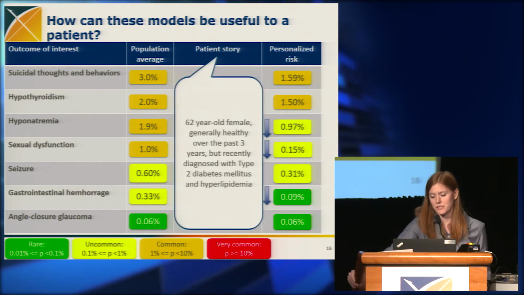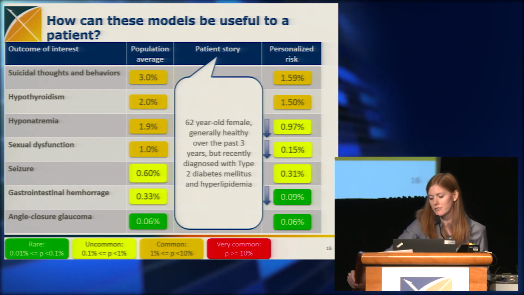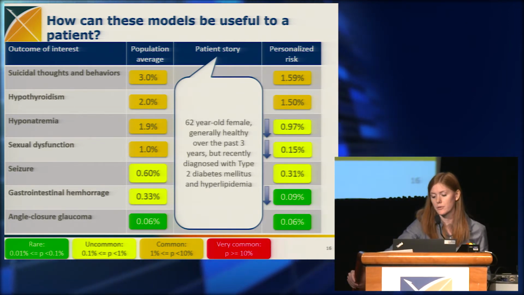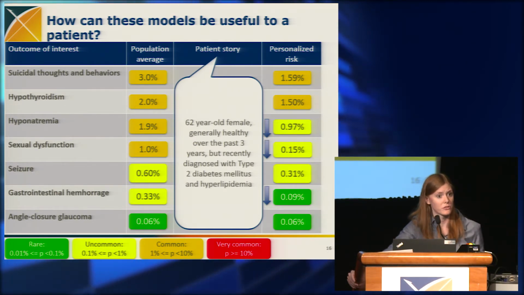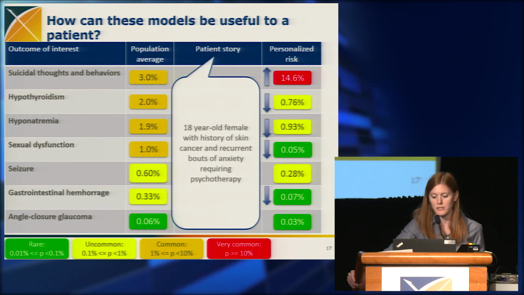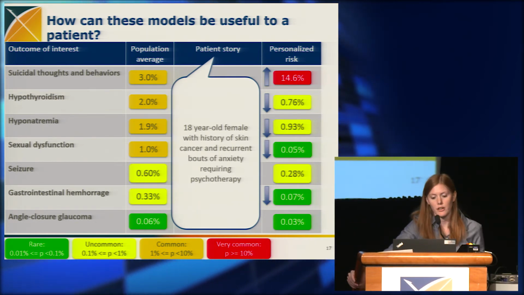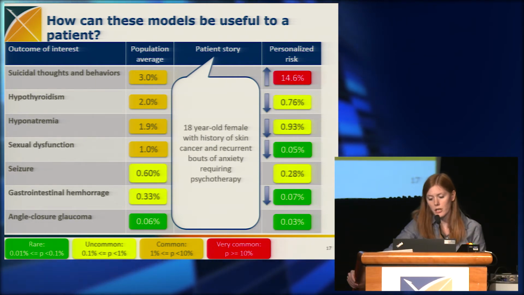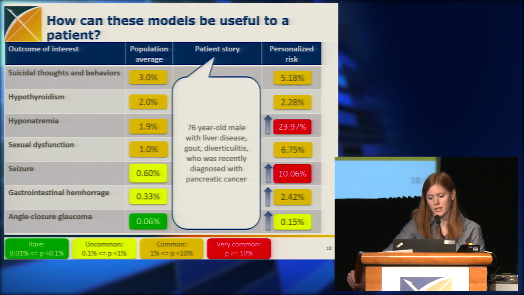But let's look at some patient stories. So what if we had a 60-year-old female, she was generally healthy over the past 3 years, recently diagnosed with type 2 diabetes and has hyperlipidemia. She actually has a lower risk of many of the outcomes, so her risk profile is not average. 18-year-old female, history of skin cancer, recurrent bouts of anxiety requiring psychotherapy. She, as expected, has a much higher risk of suicidal thoughts and behavior, but a lower risk of some of the other outcomes. So her risk profile is not average.